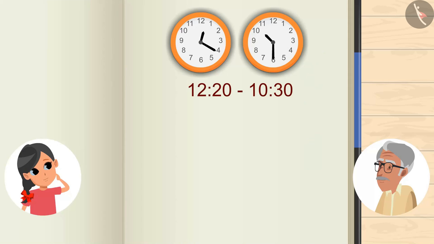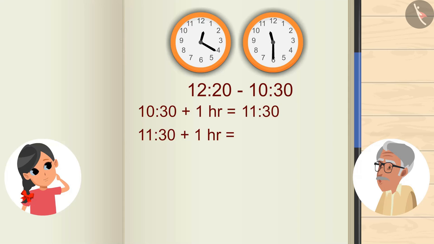Let me show you. We have to subtract 10:30 from 12:20. The easiest way to do this is by increasing 1 hour from 10:30. First, tell me, if we have to add 1 hour to 10:30, how much will we get? 11:30. And if we add 1 more hour to this? 12:30. But we were back only at 12:20.